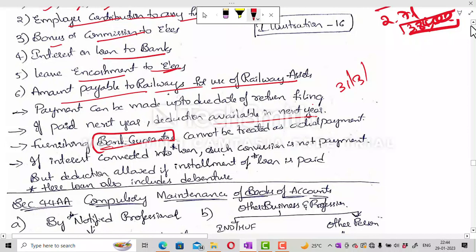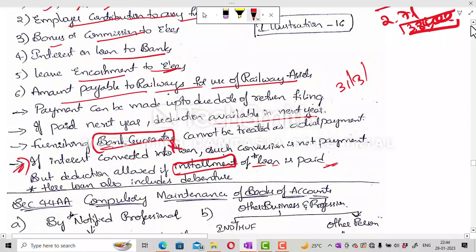One more thing is, if interest is converted into loan, such conversion is not a payment. Okay, that loan should be actually paid. So actually if the loan is paid in installments, that installment amount is allowed as deduction. Deduction is allowed if an installment of the loan is paid. Only if it is paid, it is allowed. What I told here, if interest is converted into loan and such conversion is not any payment, so we cannot take deduction of that. But when an actual installment of that loan is paid, we can take deduction of that.